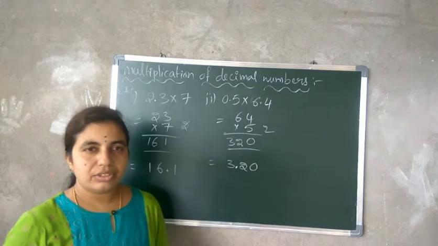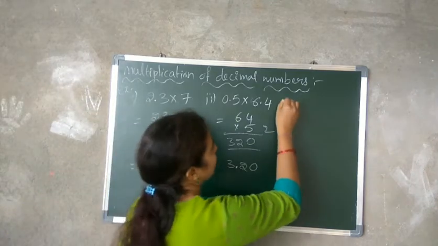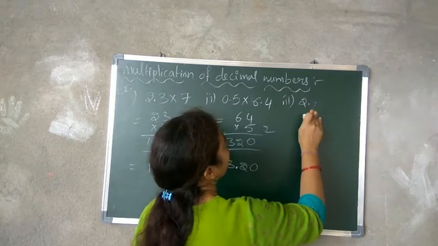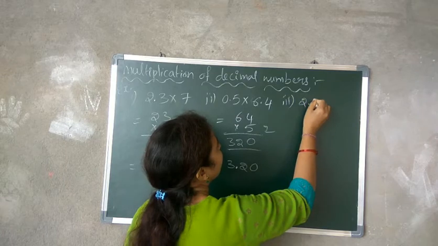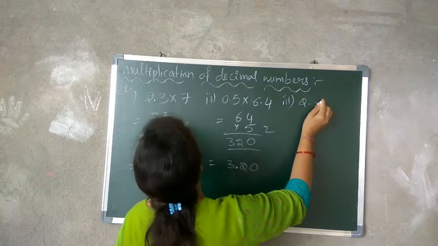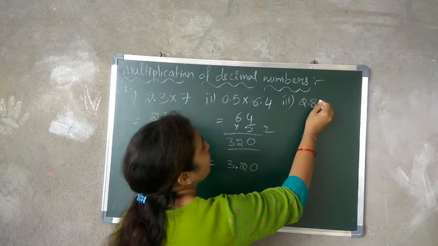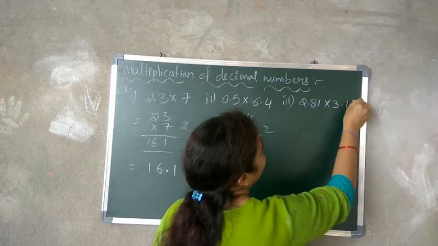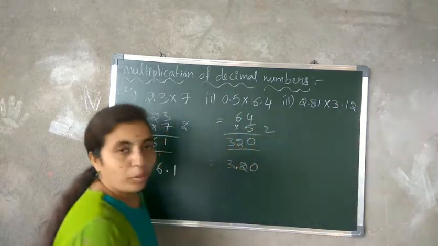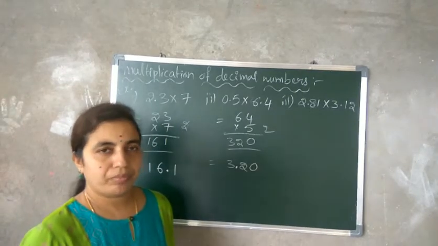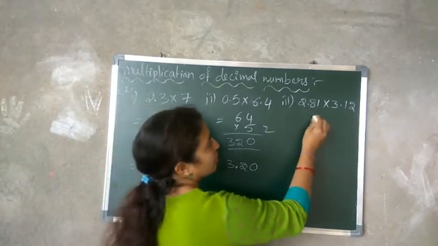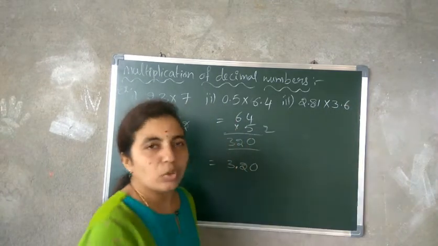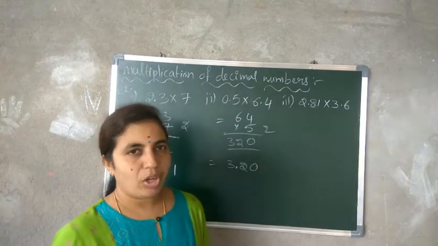Okay, is it clear? Shall I do one more? Let me take 2.81 into 3.12. Okay, now here, or then I'll take more numbers. 2.81 into 3.6. Now how to multiply this?